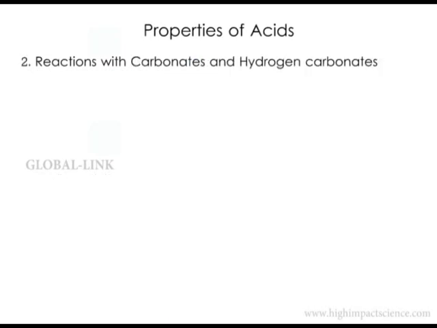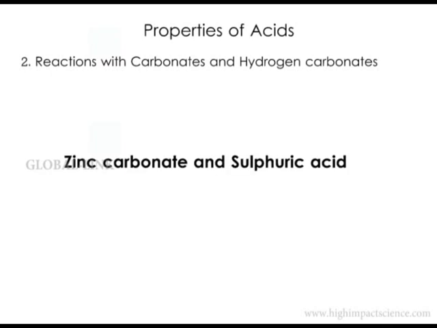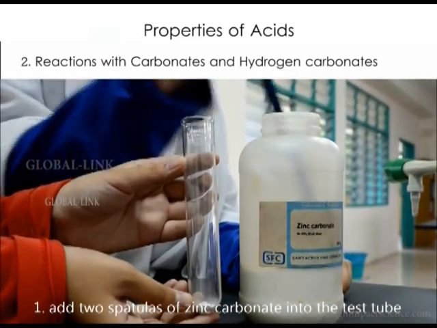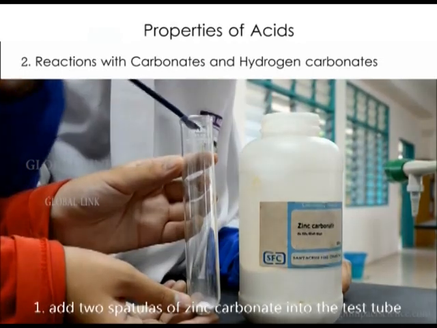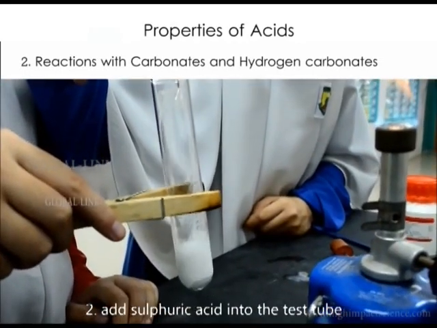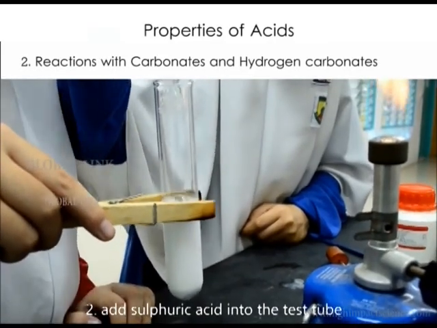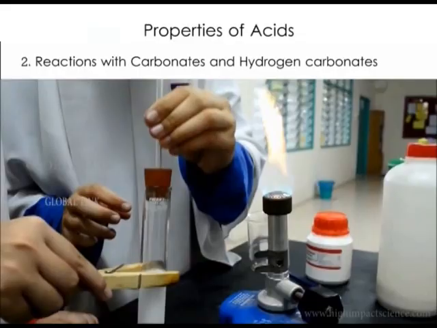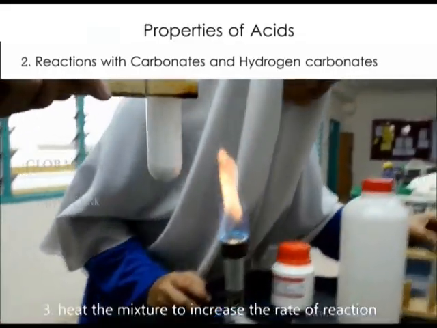Next is reactions with carbonates and hydrogen carbonates. Now in this experiment, we will react zinc carbonate with sulfuric acid. We add 2 spatulas of zinc carbonate into the test tube, and then we add dilute sulfuric acid. A reaction is taking place and a gas is being produced. Warming will speed up the reaction.